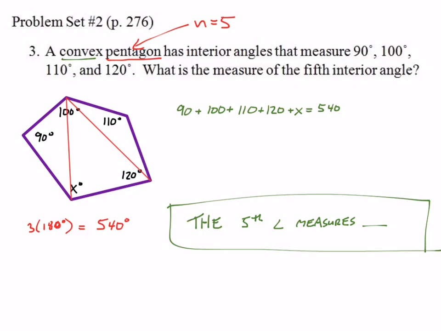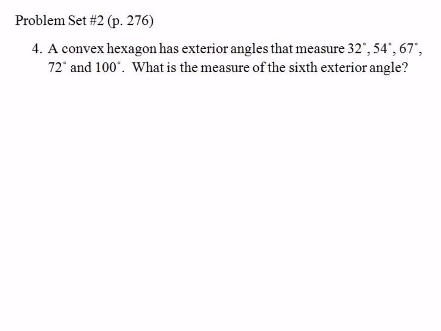All right, let's take a look at the next example. Number 4, so this says a convex hexagon. So again, convex meaning no indents. And hexagon tells us that it's going to have n equals 6 in this case. It has exterior angles that measure 32 degrees, 54 degrees, 67 degrees, 72, and 100. And then what is the measure of the 6th exterior angle?